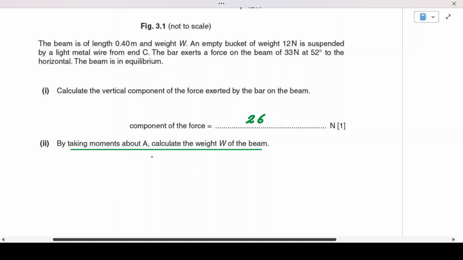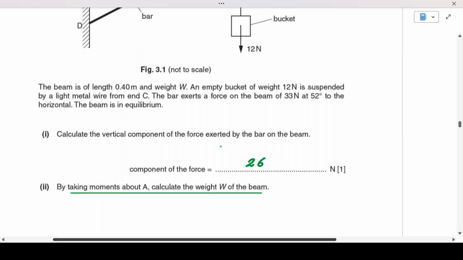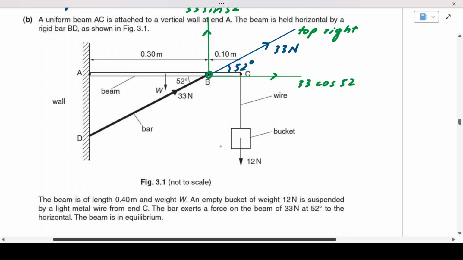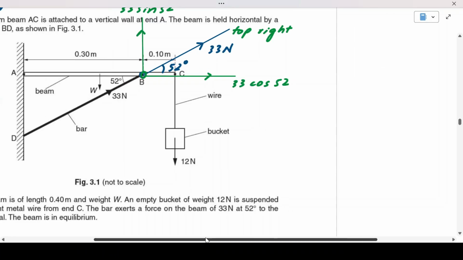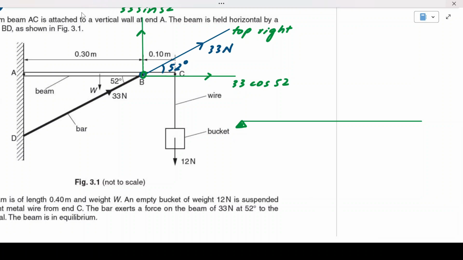Take moments about A, calculate the weight of the beam. So the weight W needs to be found out. If I draw an easier diagram, we have a bar here. This is point A. You can think about it as a pivot.